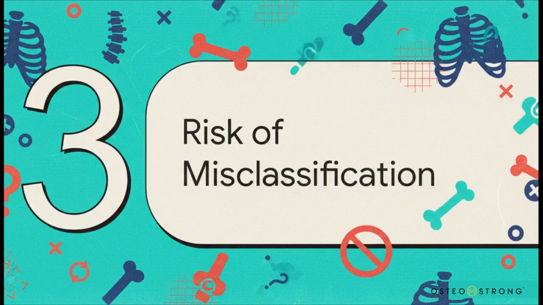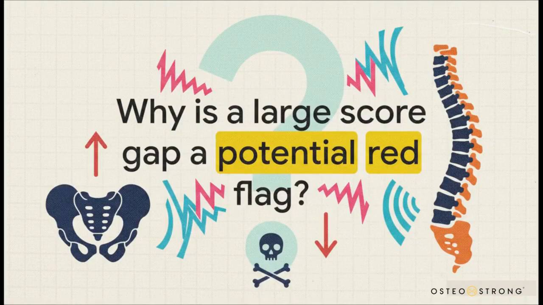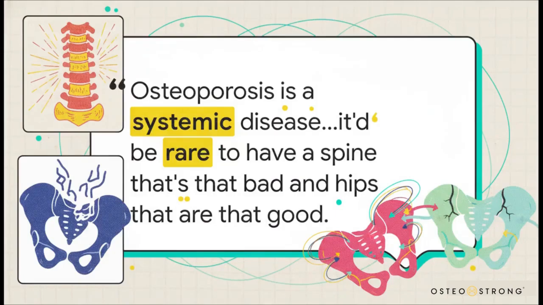So you might be wondering, why does any of this matter? Well, it all comes down to something really serious: the risk of being misclassified. Why should a big gap between your hip and spine scores set off alarm bells for you and your doctor? It's because osteoporosis is what we call a systemic disease. It affects your entire body. It's not just in one spot. Like the research says, it'd be really, really rare to have a spine that's that bad and hips that are that good. A huge difference like that basically screams that one of those numbers might not be accurate.